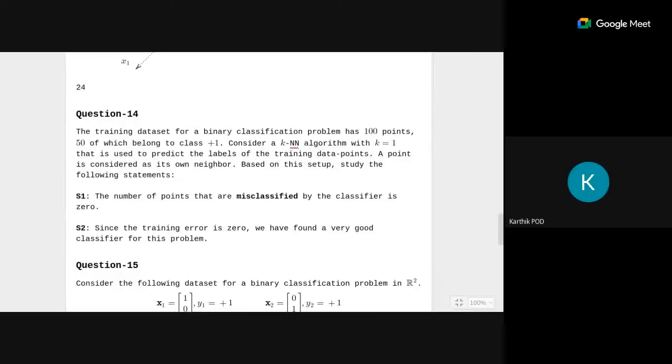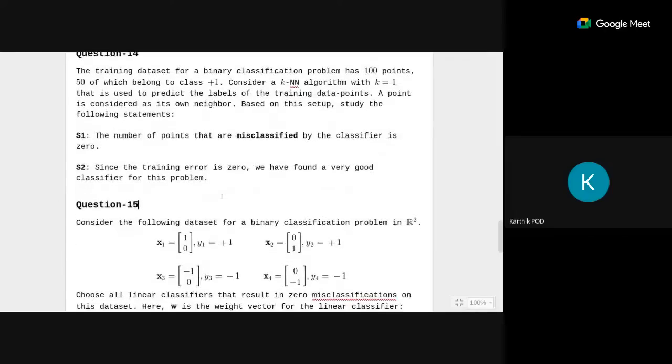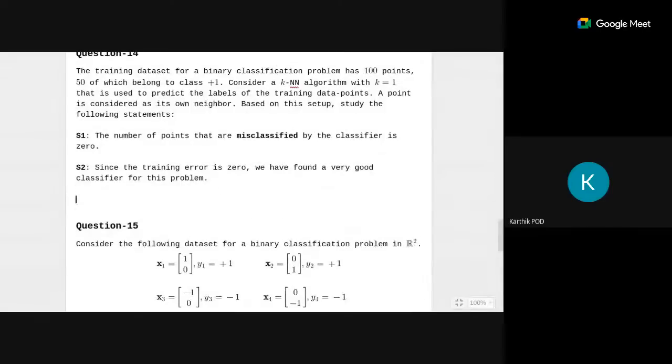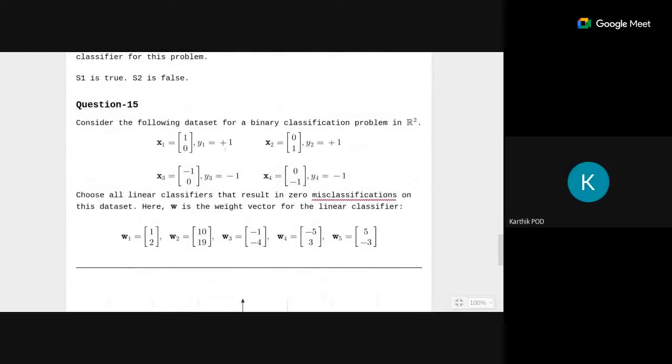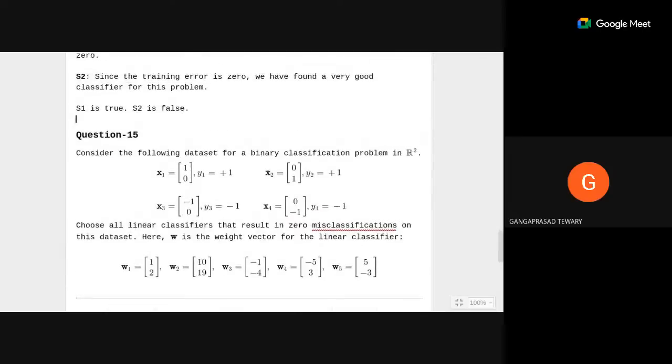Sir, this is the case of overfitting, now. Yeah, this is extreme overfitting. We are memorizing the data set here. So S1 is true. What about S2? That is false. No matter how well you do on your training data set, you should finally do well on unseen examples. So S2 is false. This is the last one. Sir, I will take less than 1 minute on this question.